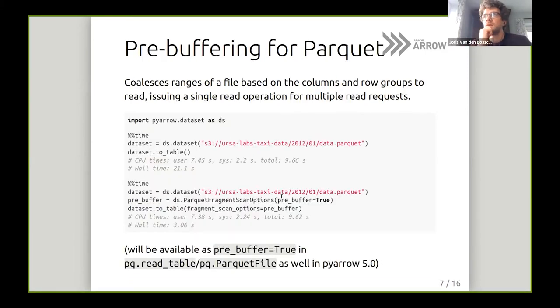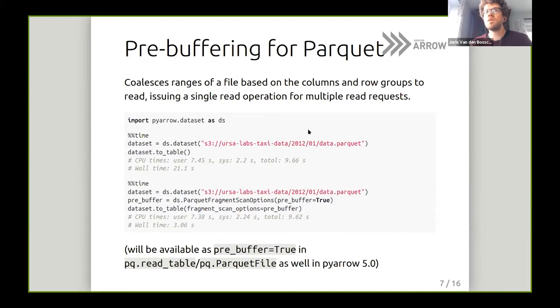Another more important feature that David has also been working on is pre-buffering, specifically for parquet files. With pre-buffering, based on the information we know about the parquet files, based on the metadata, we know which row groups or which column chunks we need to read. And we'll try to coalesce those so we can do fewer read operations, and especially for file systems like S3 with a high latency, this can be very useful to improve performance, to reduce the number of requests.